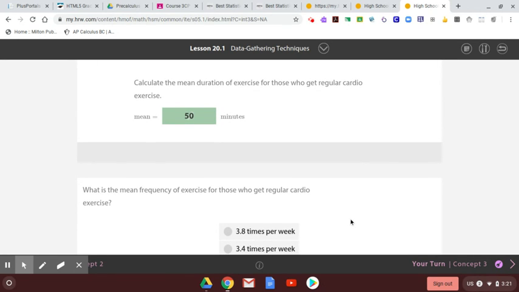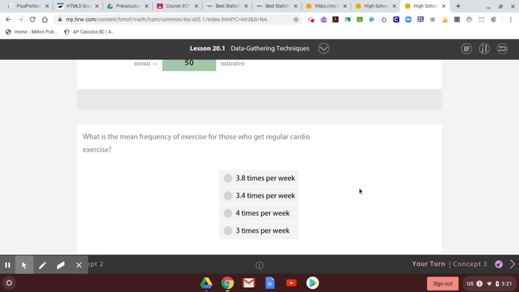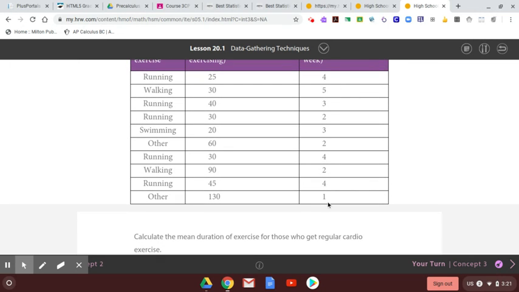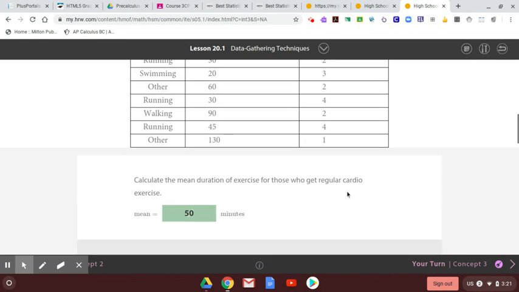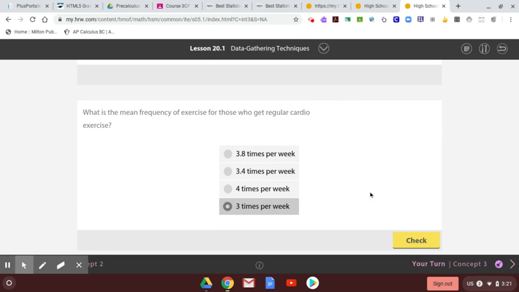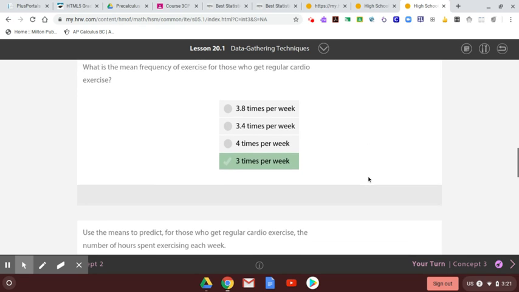Okay, so now let's go down and it says, what is the mean frequency of exercise for those who get regular cardio exercise? So here we have a choice, but we still have to go through. We want to find the mean of this column. So again, we're going to add them all up and then divide by how many there are, which in this case is 10. So when I add them all up, I get 30. 30 divided by 10 is 3. So let's go down here, and this would be 3 times per week. And we're going to check just to make sure, and it's correct. So now we could use this to make some predictions.